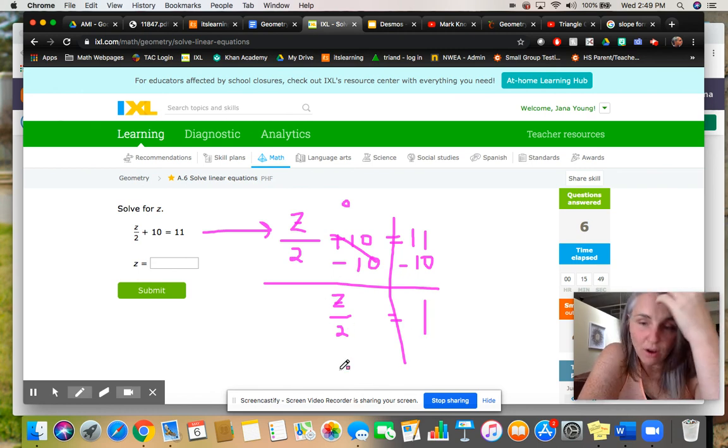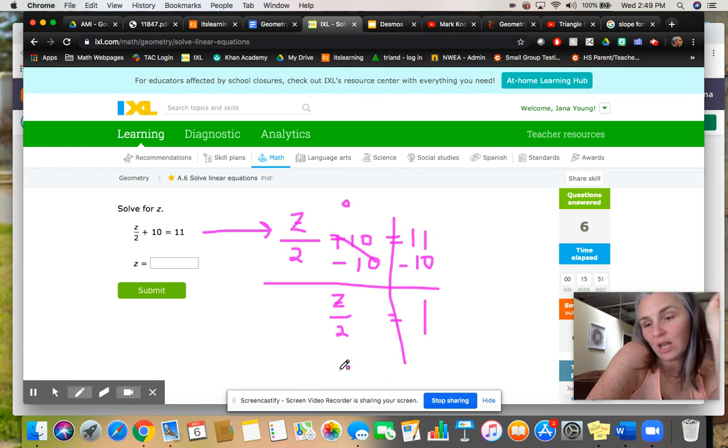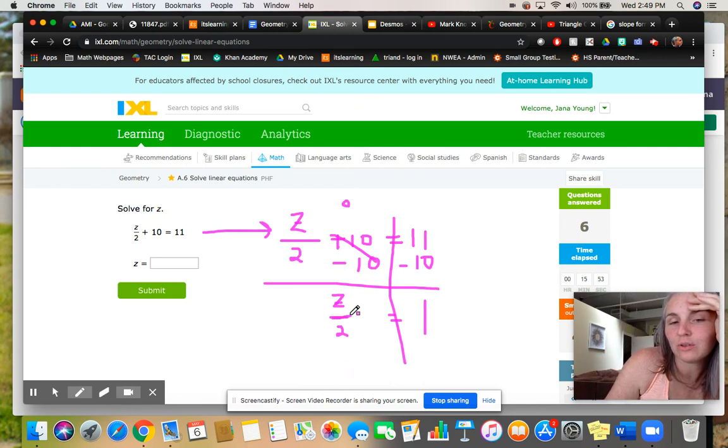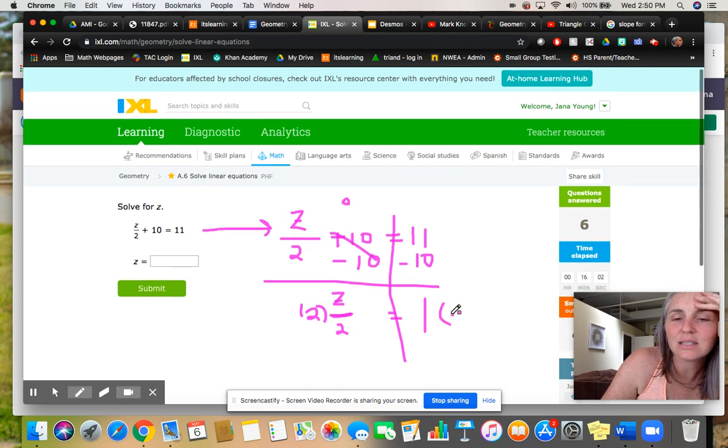You might just say, oh, I know that 2 divided by 2 is 1, so I know the answer, but you can undo divided by 2 using multiplication. So I multiply by 2 on both sides.